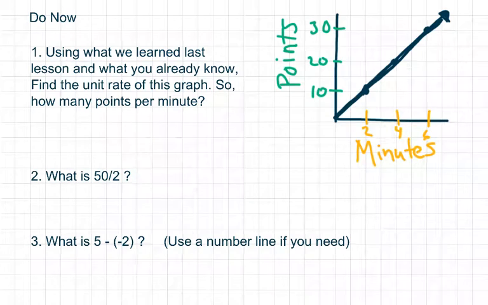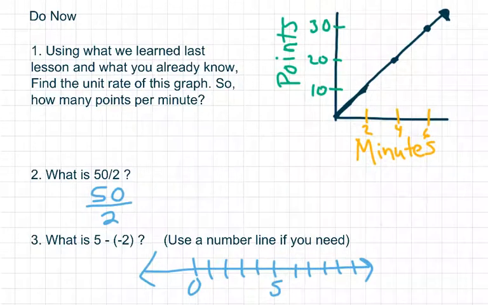Here's your do now. Go ahead and pause the video and work on these three problems. And now that you've completed those, let's go over them. So this first one says, using what we've learned last lesson and what you already know, find the unit rate of this graph. And we know from last lesson that finding the unit rate of the graph, it's asking how many points per minute, or per 1 minute.